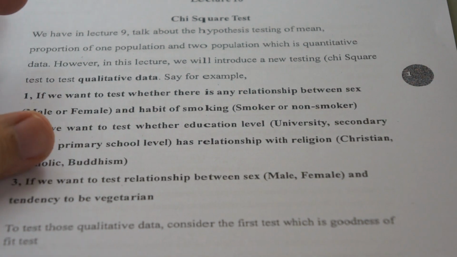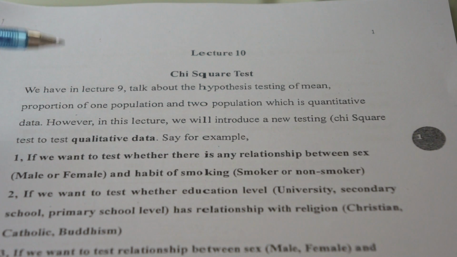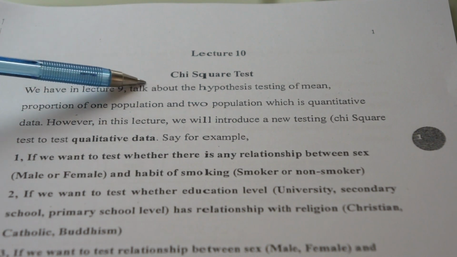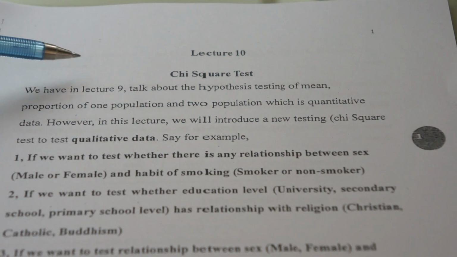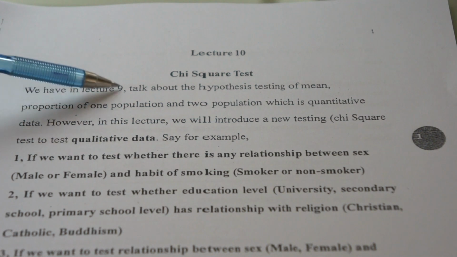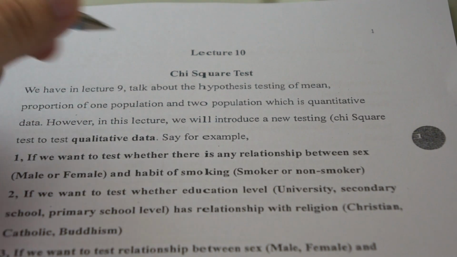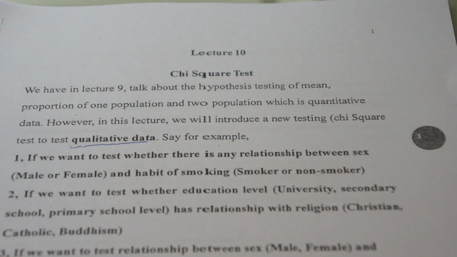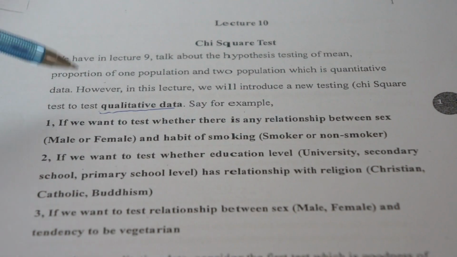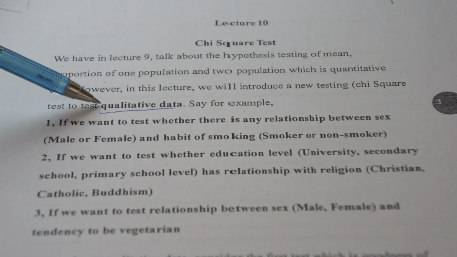Okay, for chapter 10, you should have your notes ready to print. This is the lecture notes on the chi-square test. This test is a summary of testing on a qualitative data set. In lecture 1, you learned what qualitative data is.